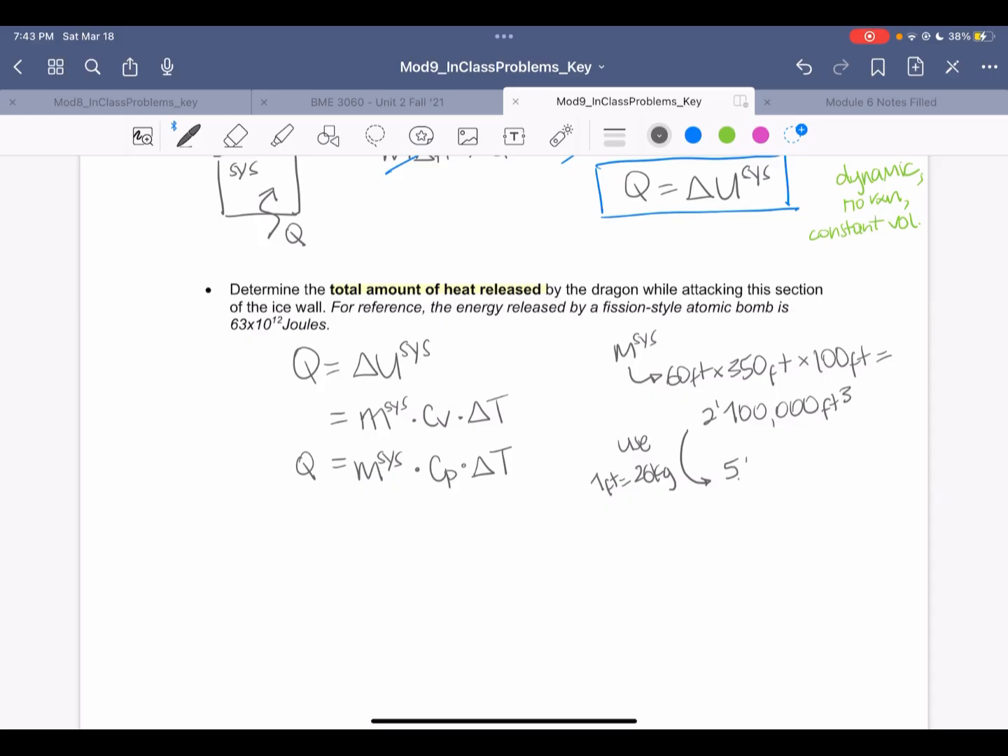And then if I use density, and I know that 1 cubic foot is equal to 26 kilograms, then this would be equal to 5.46 times 10 to the 7 kilograms. Is that right? 60 times 350 times 100. That is right, times 26. Yeah, that's right. 5.46 times 10 to the 7 kilograms, and I'm going to convert that again to grams. So that would be 5.46 times 10 to the 10th grams.